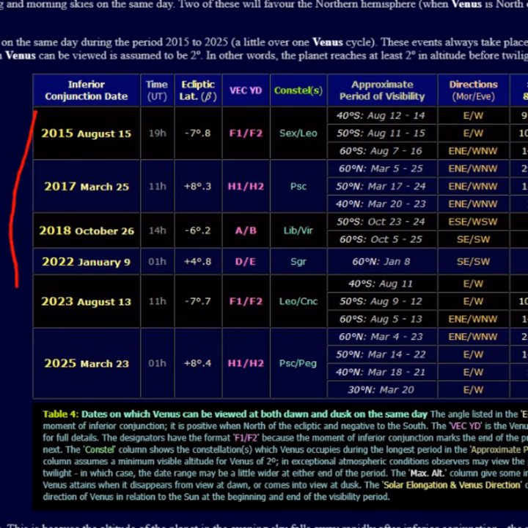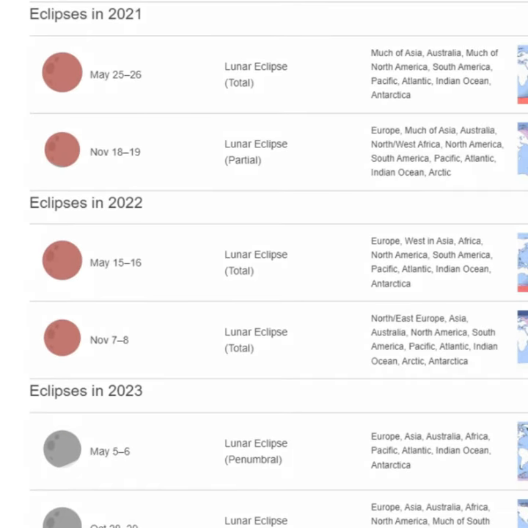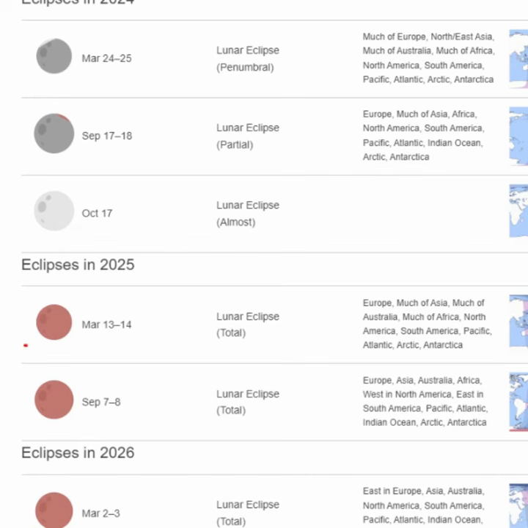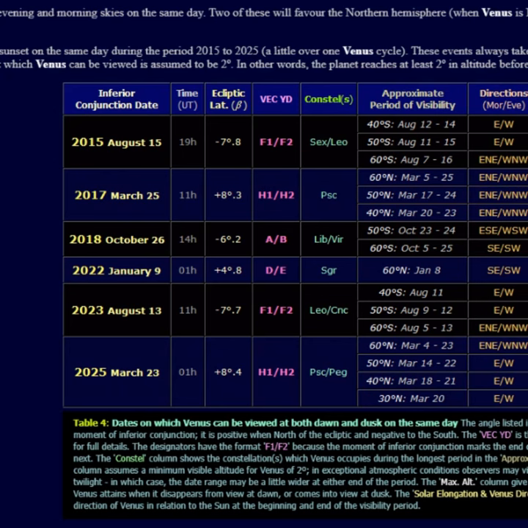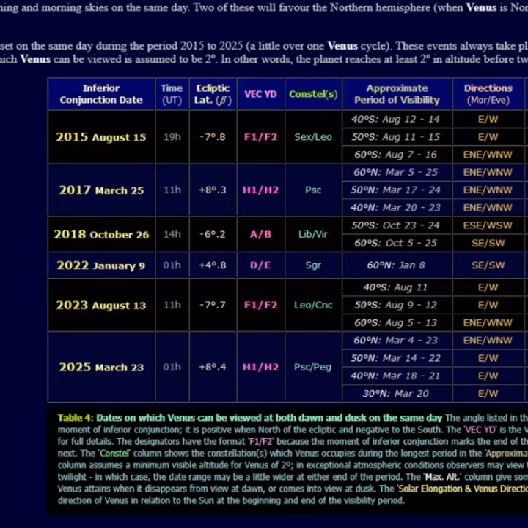Looking at the inferior conjunction dates, they do not seem to correspond with the lunar eclipse dates. For example, we have total lunar eclipses May and November of 2022, but from this calendar, the last one for that year was January 2022. There was a within-a-month correspondence for this year, March 2025, where you had your total lunar eclipse March 13th, whereas the inferior conjunction occurred March 23rd. I also looked in the 2015 year, the 2017 year, to confirm no correspondence with inferior conjunctions of these years.